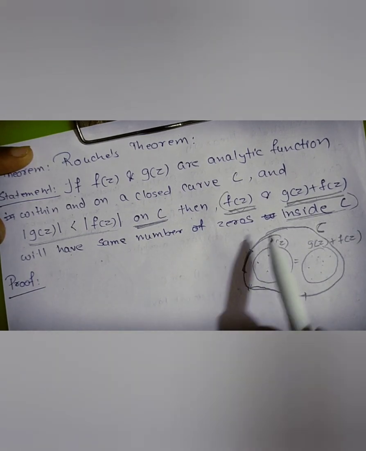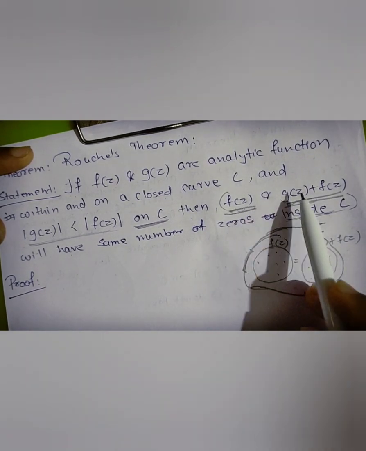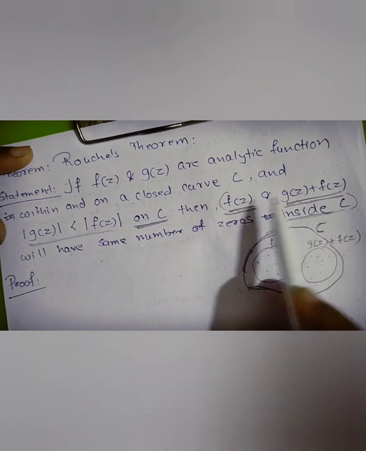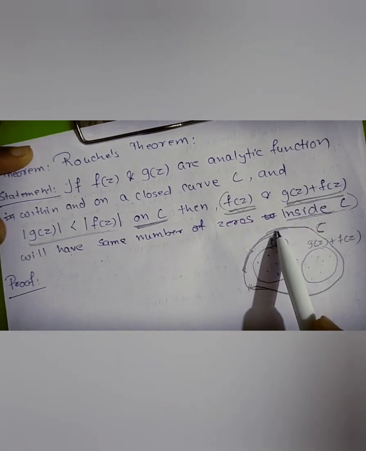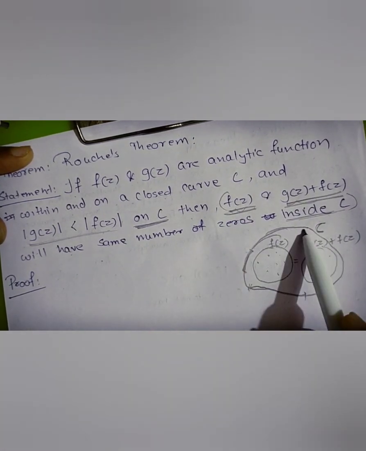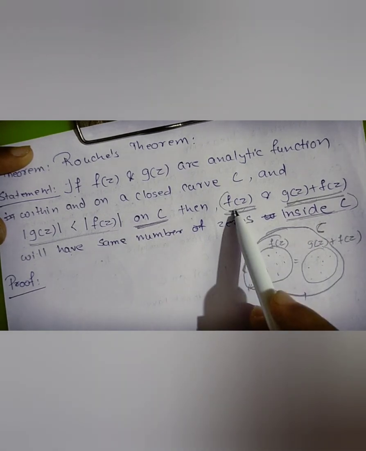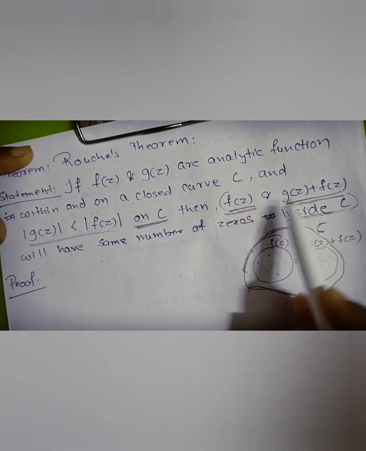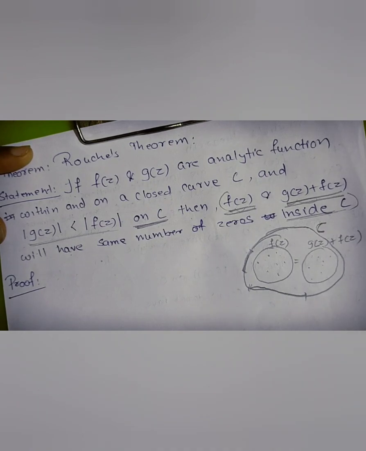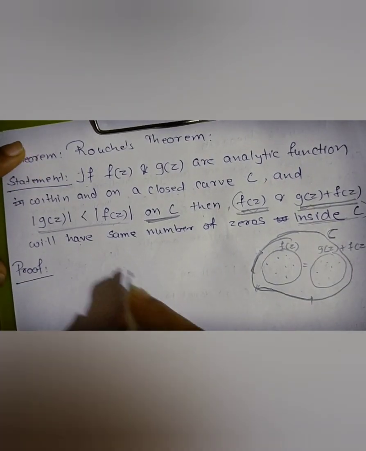So let's first prove that these two functions, f of z and g of z plus f of z, do not have any zeros on the curve. So let's prove that first, and then we will move to the main proof saying that both of them have the same number of zeros inside the curve. So let's start with the proof.